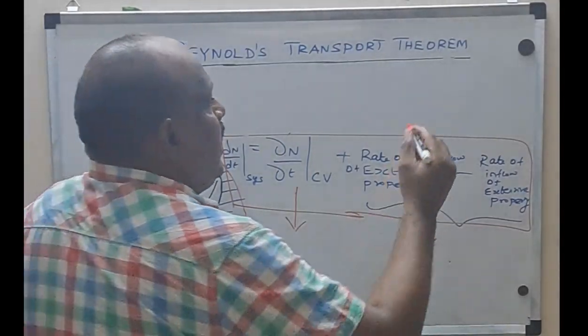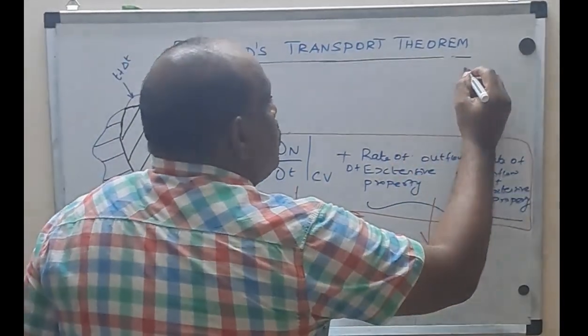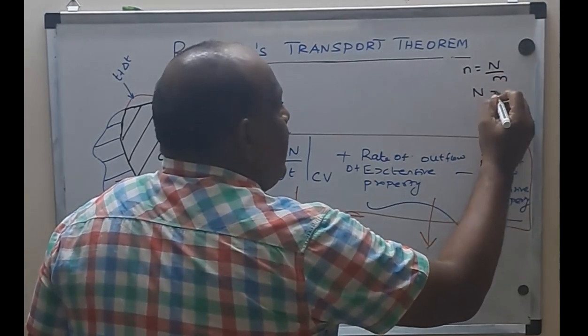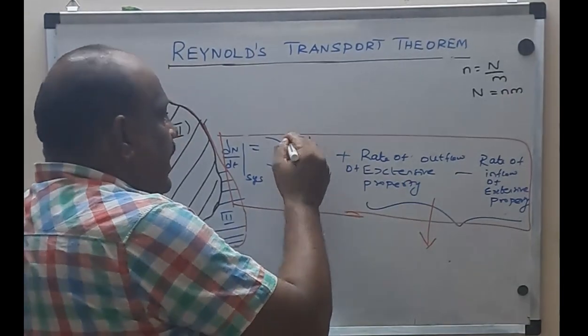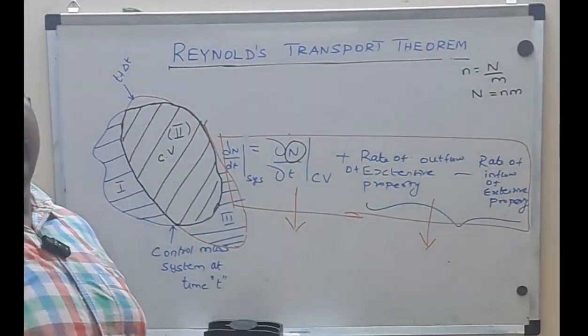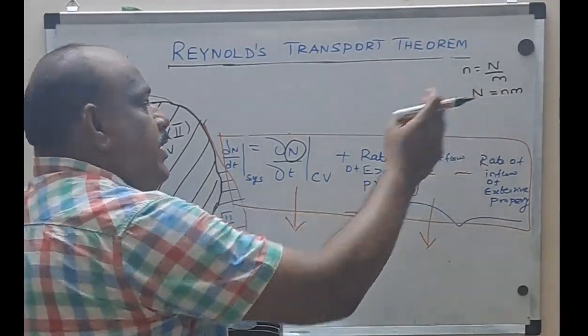Okay, already we know that small n equal to capital N by M. So from this, what is N? N will be equal to n into M. So I can replace this capital N with n into small m. You can please recall the topics on the extensive property and the intensive property. You will get this answer. N equal to n into M.